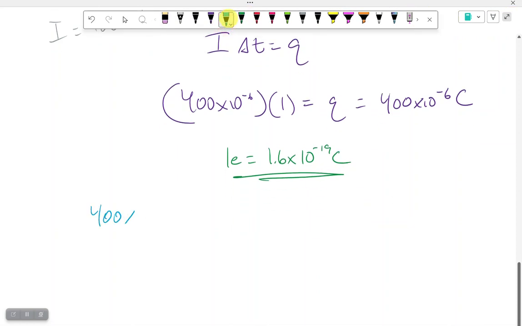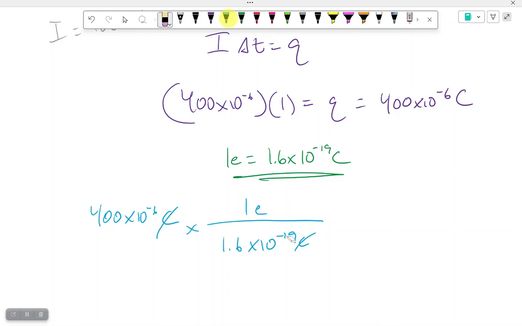So using that, that's just a direct conversion factor like you used to do in chemistry. So I'm going to have 400 times 10 to the negative 6 coulombs. And at the bottom here, I'll have 1.6 times 10 to the negative 19 coulombs, and that's equal to 1 elementary charge. So the coulombs cancel out. And if I do this calculation, I get 400 times 10 to the negative 6 divided by my elementary charge, which is 1.6 times 10 to the negative 19. And I get 2.5 times 10 to the 15.